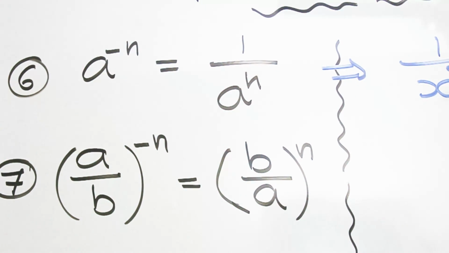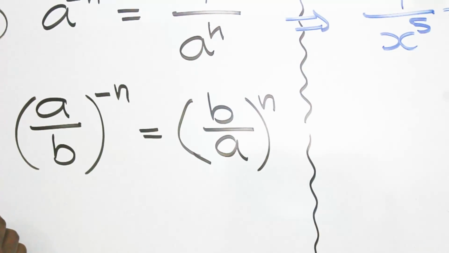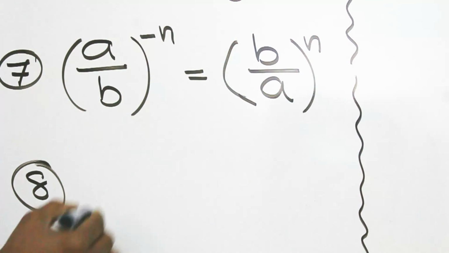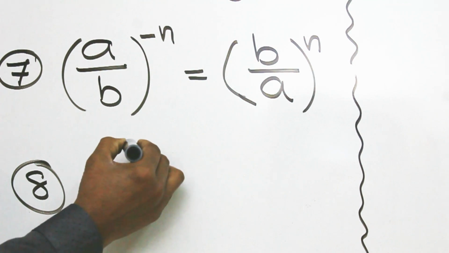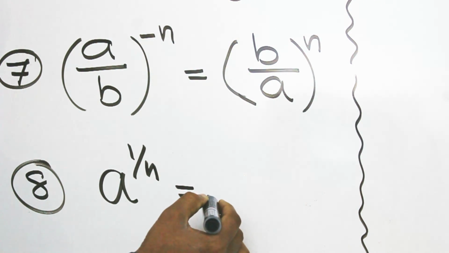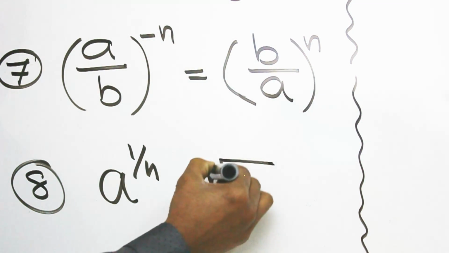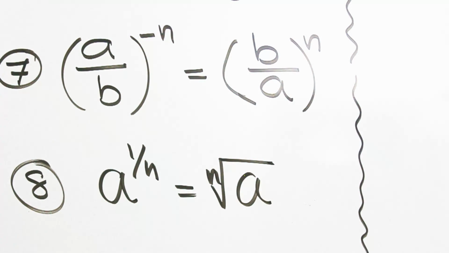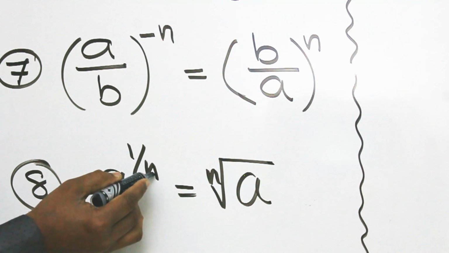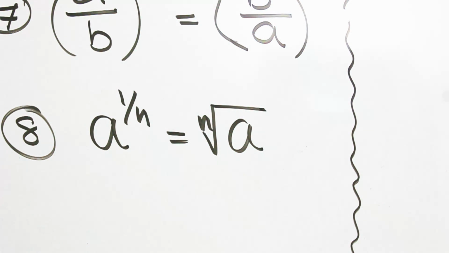And next one is where we give the priority to a fraction on the power. Rule number 8: a power 1 by n is equal to the nth root of a. Which means the number in the denominator of the exponent is the root we have to take.